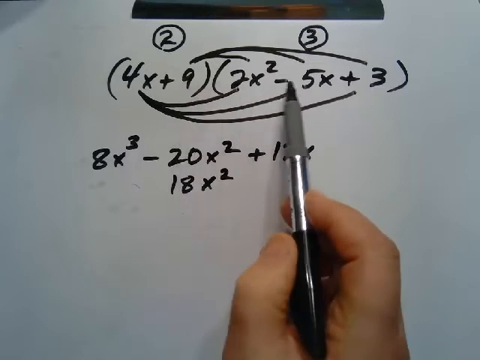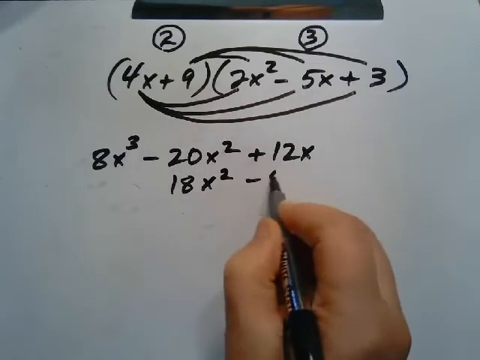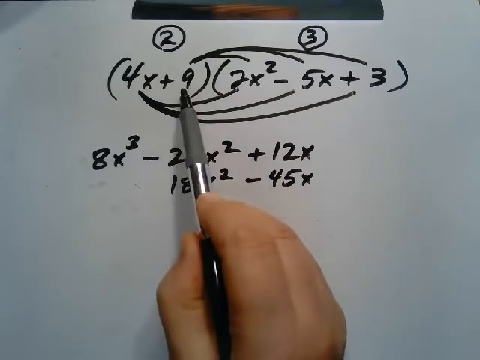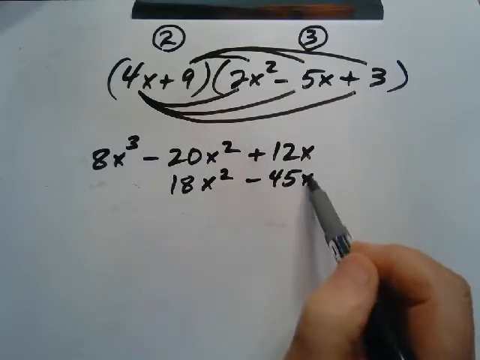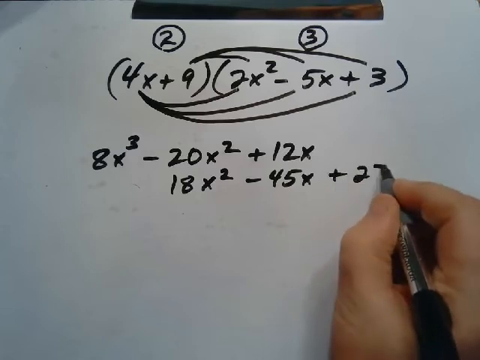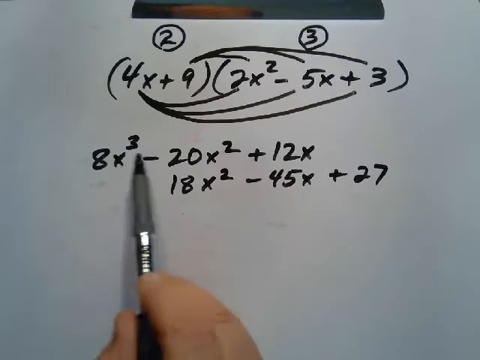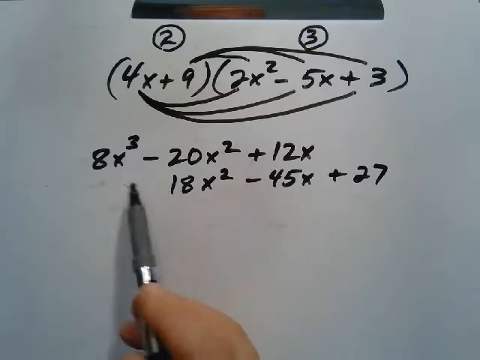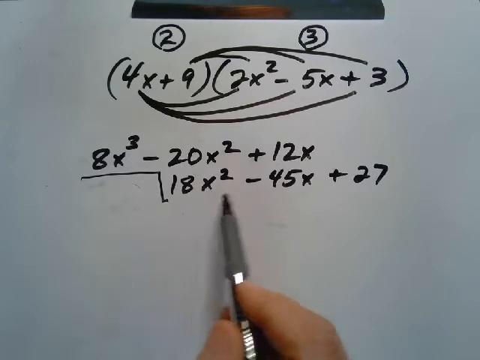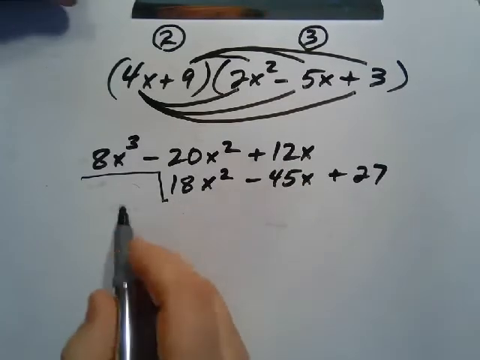All right, 9 times negative 5x is a negative 45x. And notice I put it underneath the x term there. And 9 times 3 is 27. What's going to happen is you're going to do the first line, and then the second line will be staggered. It'll start staggered a little bit, so that things are still stacked up properly.